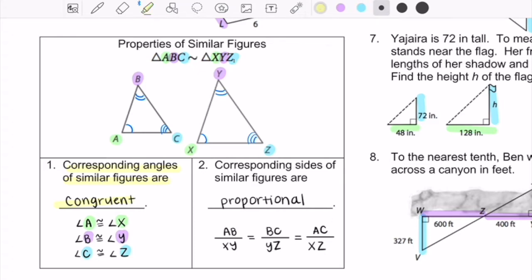The second property that's true about similar figures is that the corresponding sides of similar figures are proportional to one another. And so here in the picture, side AB is proportional with side XY in the same proportion as BC is to YZ, and in the same proportion as AC is to XZ. So the lengths of those sides are proportional to one another.